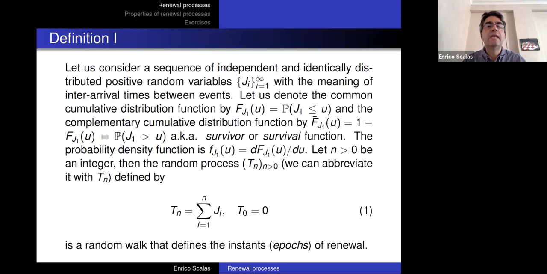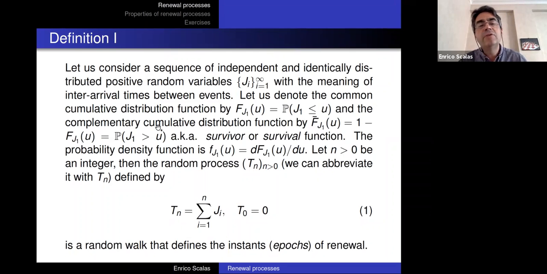Okay, so what are renewal processes? What you see in this definition 1 is essentially a definition of a random walk, equation 1, but this time for positive random variables. So you have a sequence of independent and identically distributed positive random variables that I denote by J_i. Positive random variables are interarrival times between discrete events. So if you have, for instance, an event at instant of time t1 and another event at instant of time t2, the difference t2 minus t1 is the J. It is distributed according to a common cumulative distribution function that we denote with the same symbol as for the random walk.